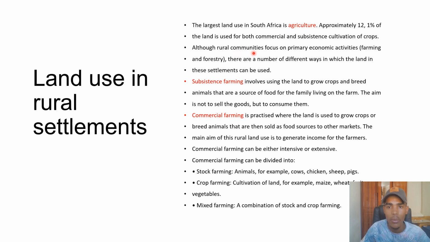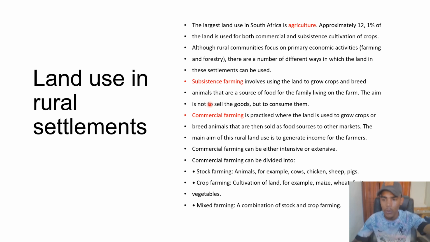So, although rural communities focus on primary economic activities, there are a number of different ways in which the land in the settlement can be used. As we said, subsistence farming involves using the land to grow crops, breed animals that are a source of food for the family living on the farm. The aim is not to sell the goods, but to consume them, meaning in subsistence farming, we use the land to provide for our families.